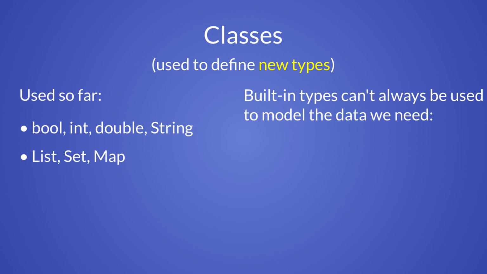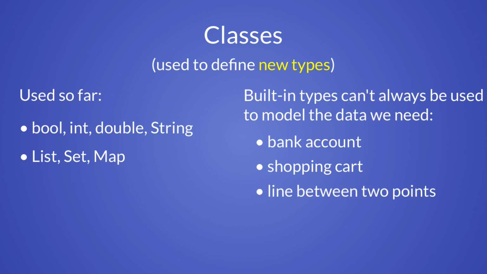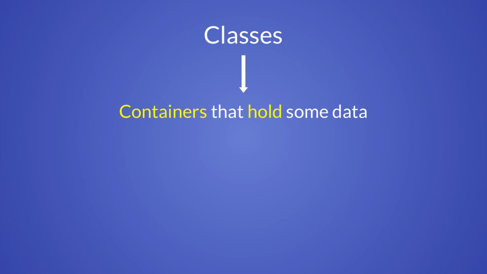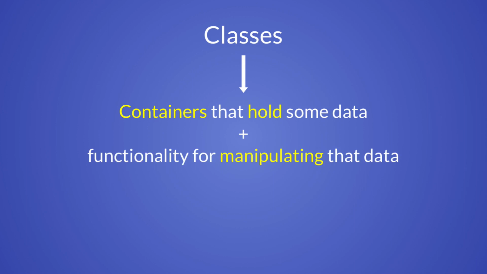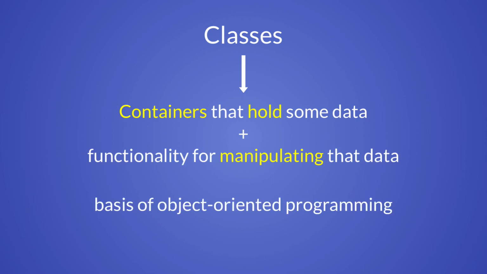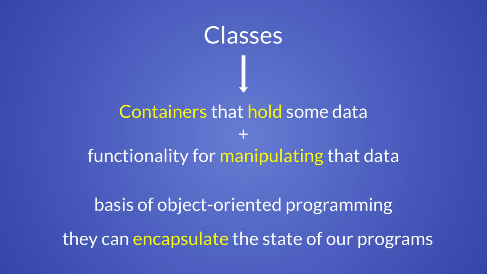For example, suppose you want to model a bank account, or a shopping cart, or a geometric entity such as the line between two points. These are complex concepts that are hard to model using the conventional built-in types. And we can use classes to model these concepts. And I like to think of classes as containers that hold some data, as well as the functionality for manipulating that data. As we will see, classes are at the basis of object-oriented programming, and they give us a good way to encapsulate the state of our programs.